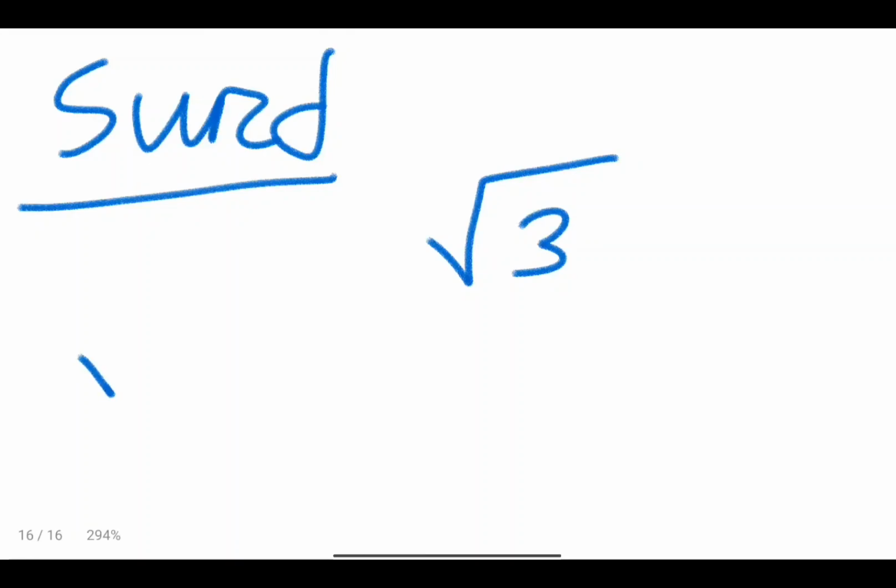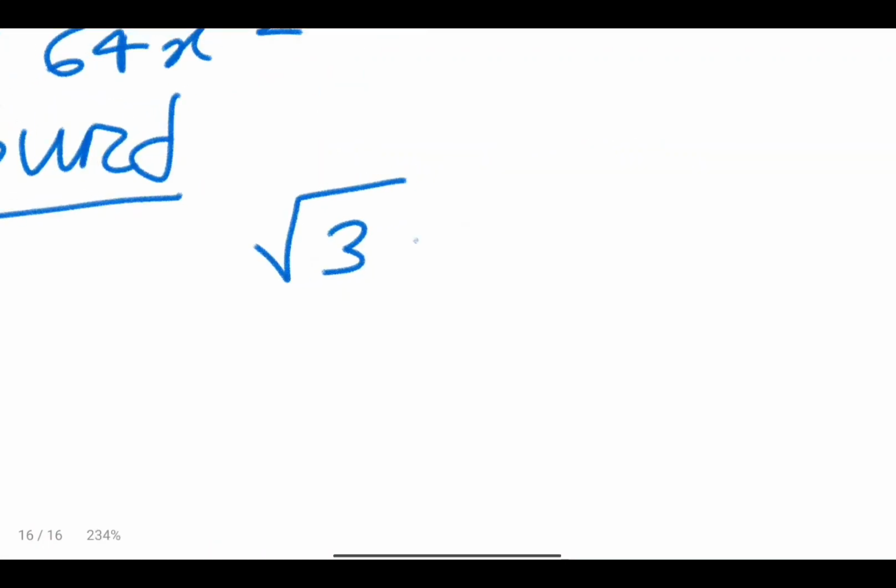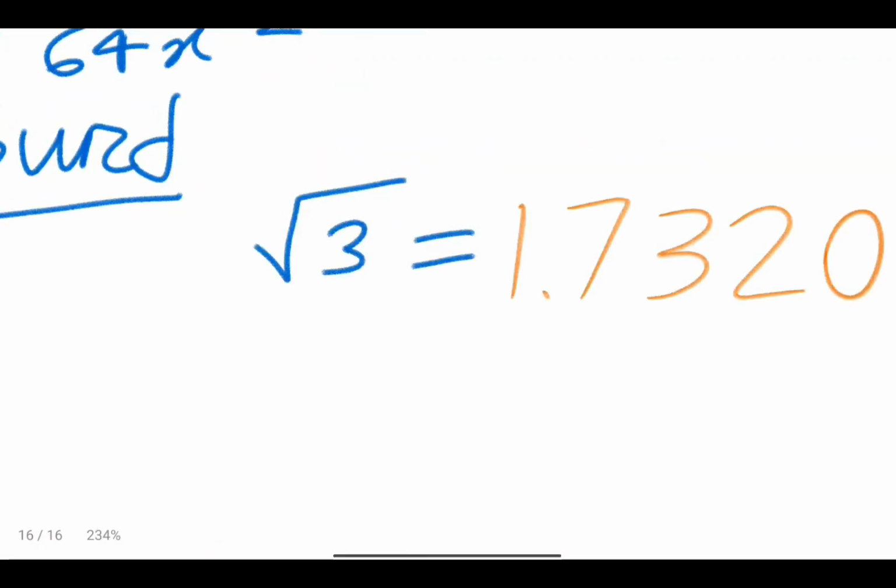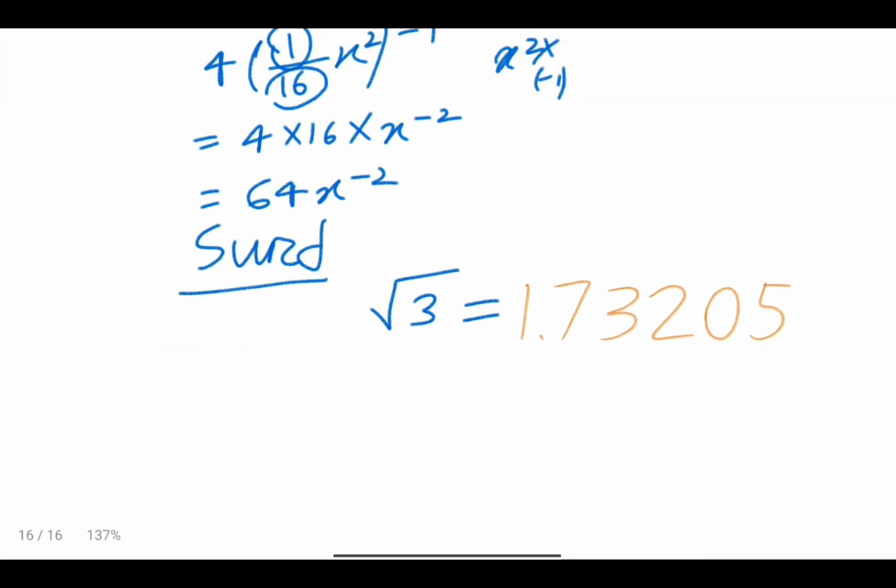This and this, it will be never ending. See? This is not the end of it. This is just a rounded up answer here. It will continue forever, because there is no number whose square is 3.